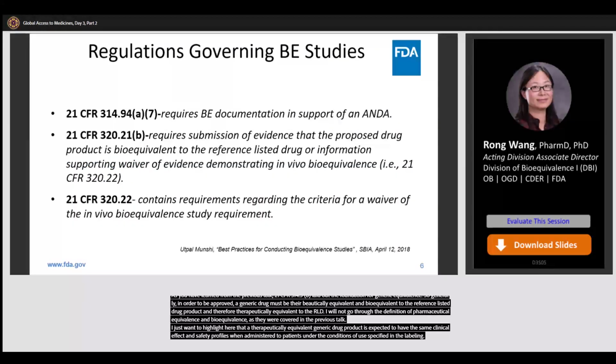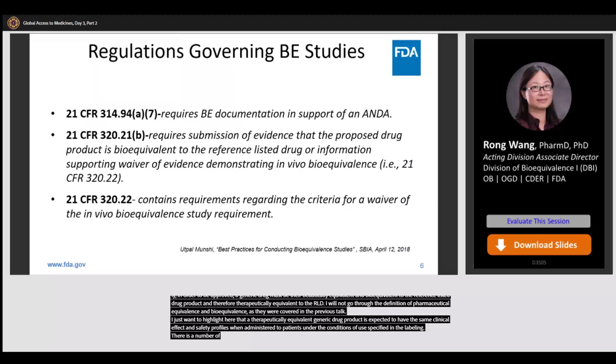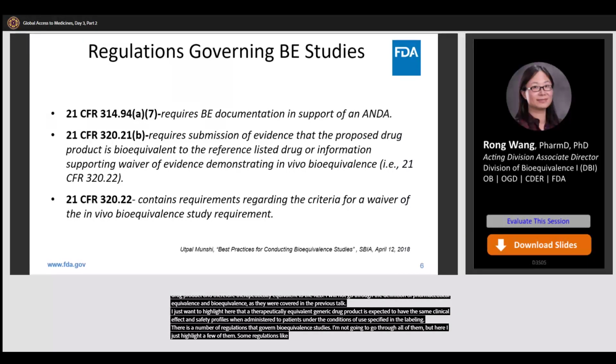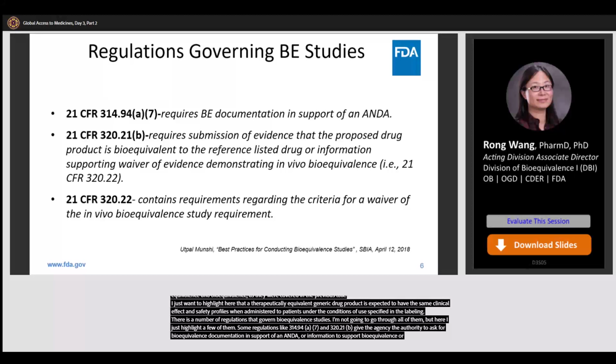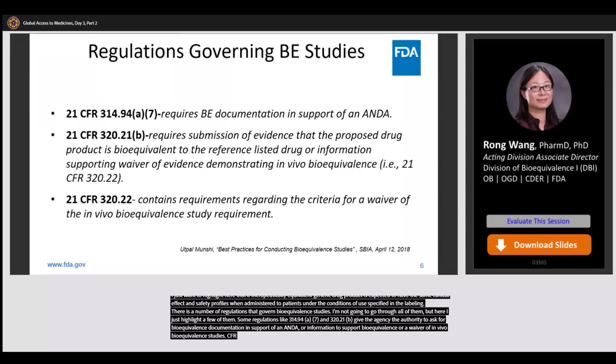There are a number of regulations that govern bioequivalence studies. I'm not going to go through all of them, but here I just highlight a few of them. Some regulations like 314.94(a)(7) and 320.21(b) give the agency the authority to ask for bioequivalence documentation in support of an ANDA or information to support bioequivalence or a waiver of in vivo bioequivalence studies. 21 CFR 320.22 contains requirements regarding criteria for a waiver of in vivo bioequivalence studies.